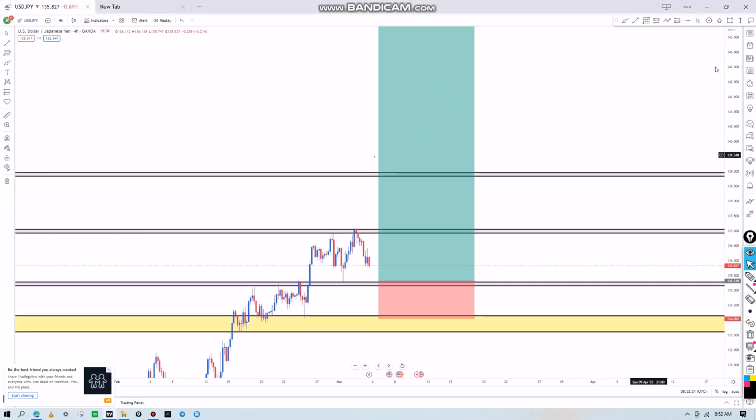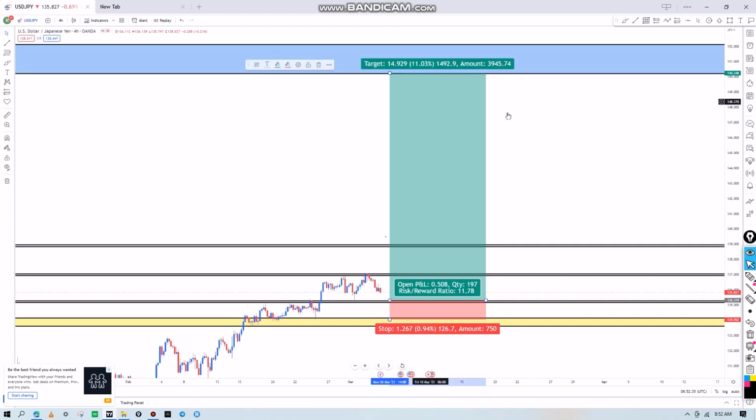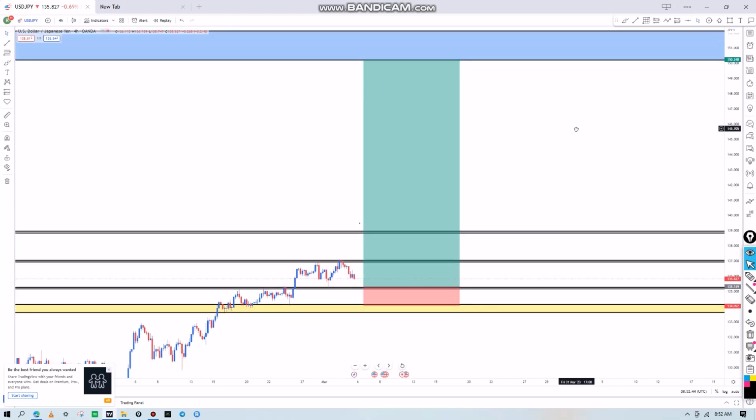Our target is all the way up, at the next monthly upper zone above, which is about how much? 1,492 pips. Okay, so we can catch about 500 pips on this USDJPY if our setup is able to play out. So this is my analysis on USDJPY.